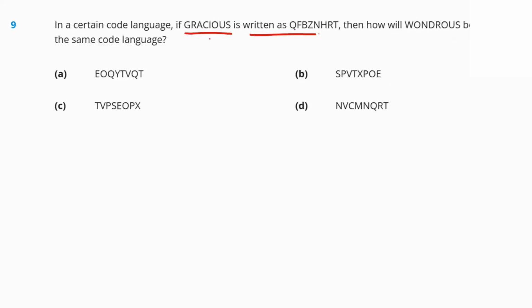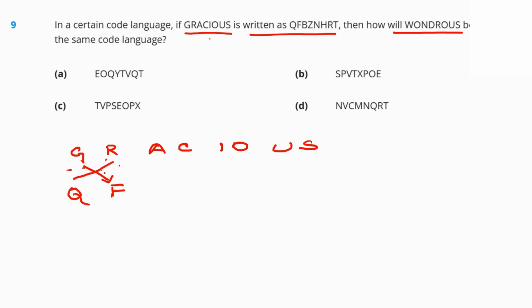Next, if gracious is written as this, how is wondrous written? How can you write wondrous? See, if we just look into the word gracious, it's -1: G becomes F, and so on. Then R is substituted with Q. So both have -1. We have just moved behind one alphabet.